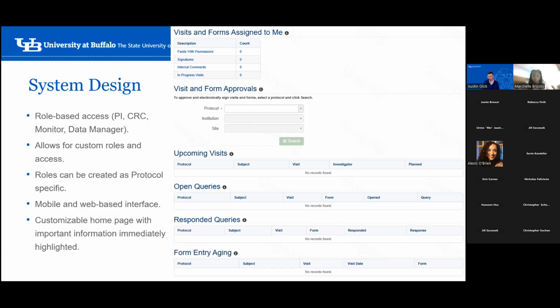So this is what the homepage looks like for a study coordinator. So you go in, you see what forms are assigned to you, what visits and forms need approval, if you ever had anything that needed approval. And then it shows you these really nice boxes here that are upcoming visits, open queries, responded queries, and then like form entry aging. So you can see anything that you need to do right by clicking into the system. So it's designed to help the research coordinators have a more efficient workflow when they jump in. They can see what's missing, what's wrong, what's upcoming, and they can just go in and address it right away.